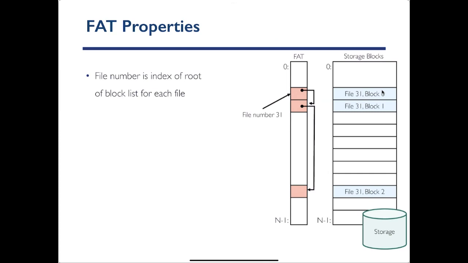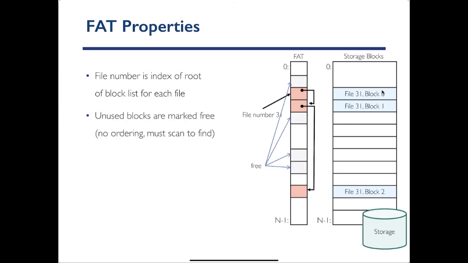So the file number is the index of the root of the block list for each file. This is what we talked about. Unused storage blocks can be easily found by free FAT entries. So we can just mark free FAT entries as unused, and these would correspond to free storage blocks.